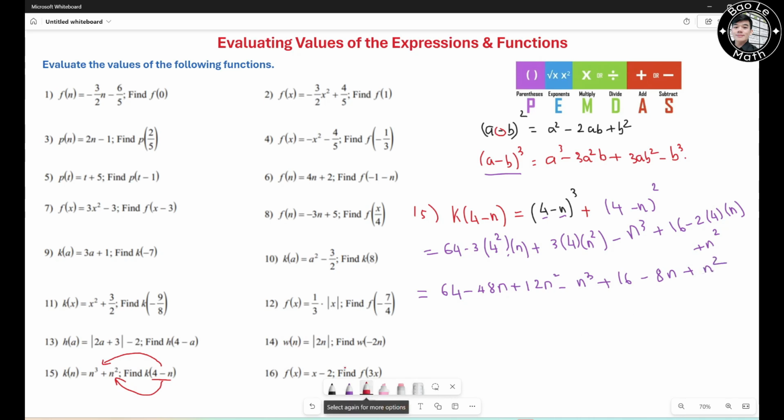Now I need to combine like terms, right? So I need to rearrange this one. So negative nq, I need to write this one first. Negative nq. Now 12n squared and n squared right here turns out to be 13n squared, right? Now negative 48n and negative 8n right here is going to be negative 56n. And the last one, 64 plus 16 is going to be 80.